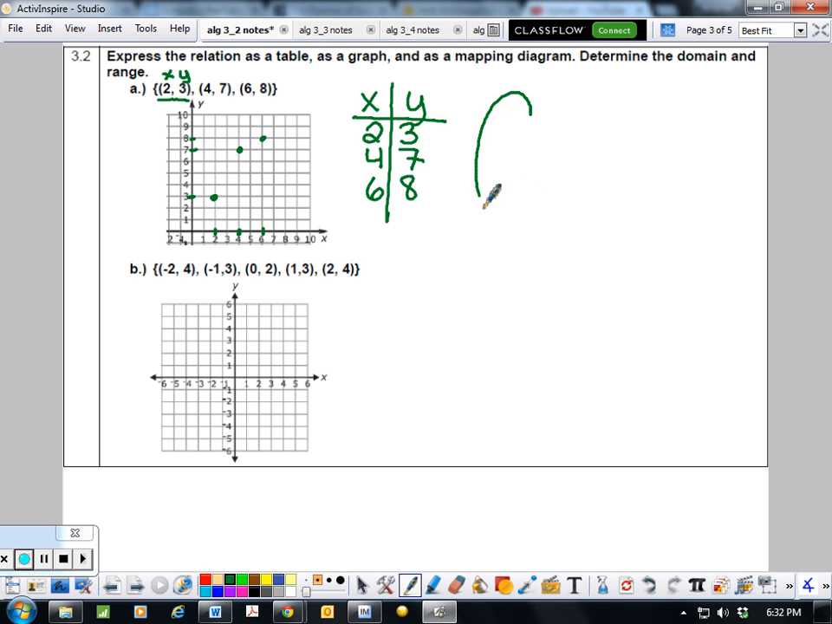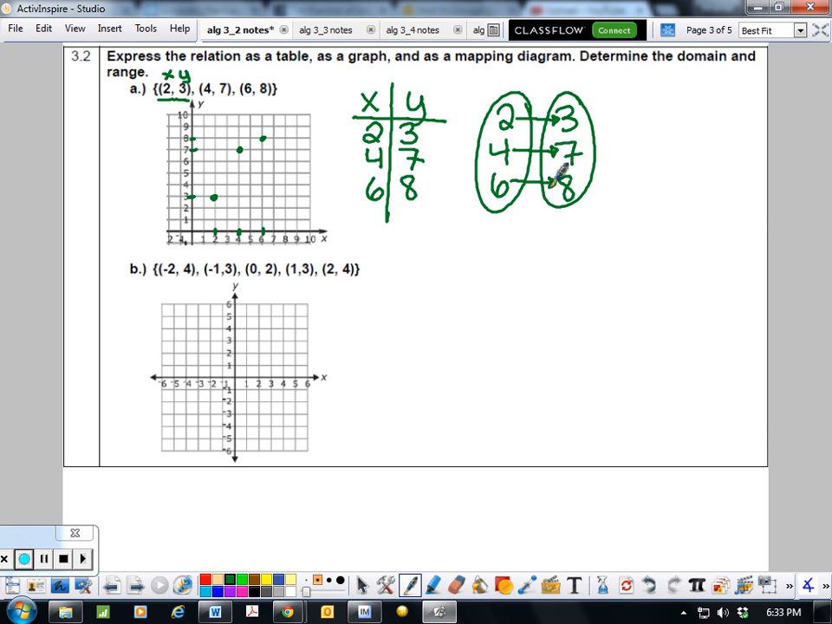So I'm going to draw my first oval, my second oval. In my first oval, I have 2, 4, and 6. The second one, I have 3, 7, and 8. And I just draw arrows that connect. When x is 2, that partners up with y is 3. When x is 4, that partners up with y is 7. When x is 6, that partners up with y is 8. And that's it. That's our mapping diagram.